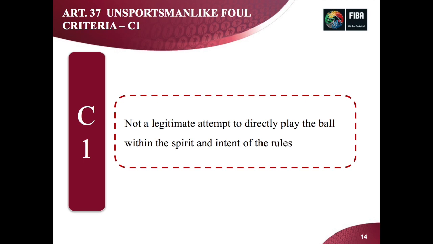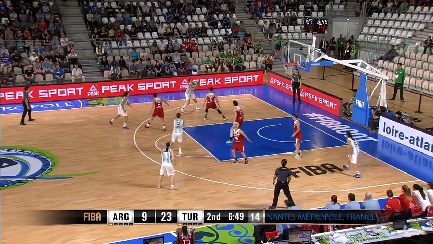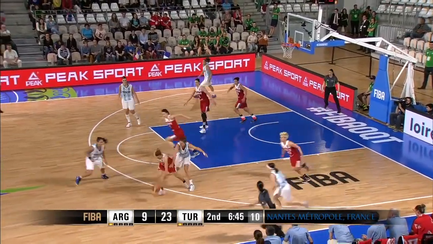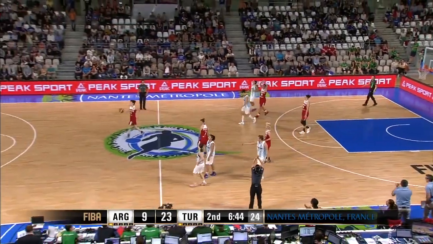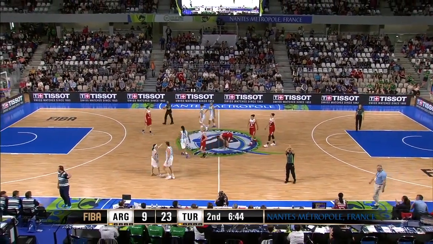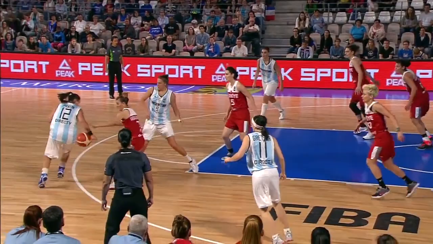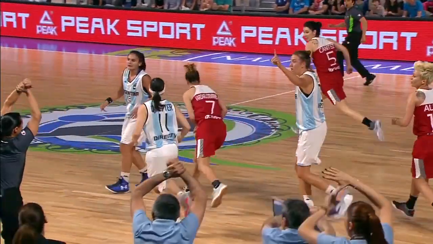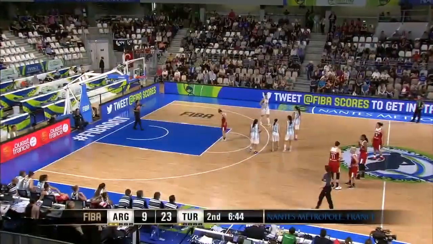In this example, we're looking at play that's not a legitimate attempt to play the ball directly within the spirit of the rules. Yes, Tim, this one initially you don't see the contact. However, when we look again in the slow-mo, you can actually see the red girl is on the break and the blue and white girl grabs her by the singlet, and that would be regarded as not being a legitimate attempt to play at the ball, and therefore that would automatically be an unsportsmanlike foul.